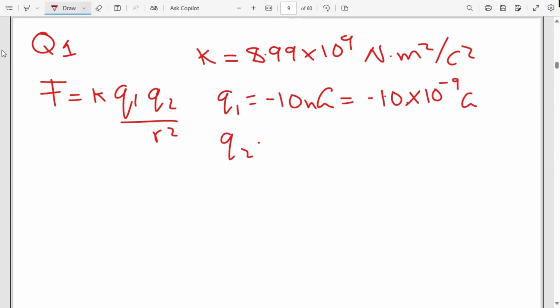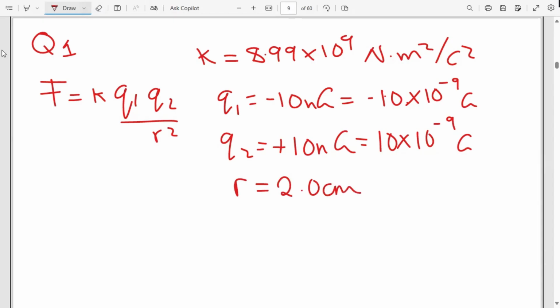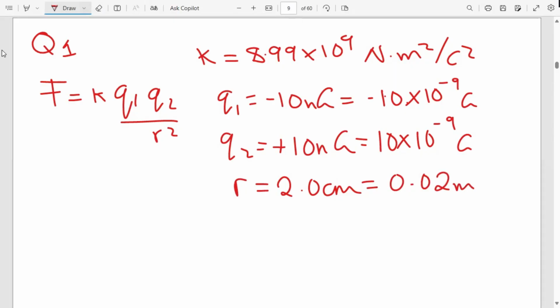Then I have my Q2, which is the charge of the bead, +10 nanocoulombs, equal to 10 times 10 to the power -9 coulombs. What else have we been given? We've been given the distance between the two charged particles, which is 2.0 centimeters. We're going to convert this into meters, and this will be equal to 0.02 meters.